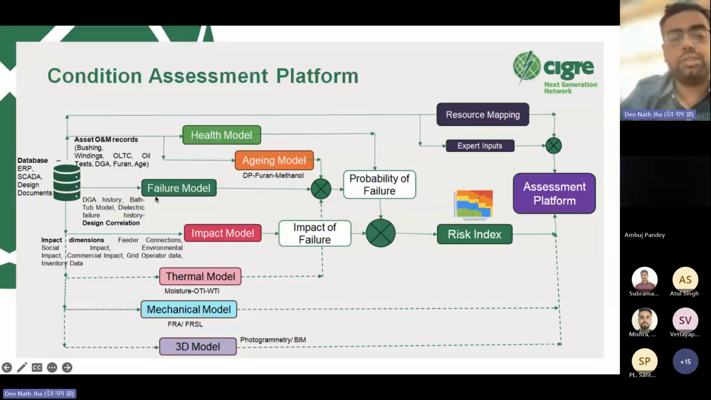Failure model can take into account the previous DGA history, the history of DGA or dielectric incidents in similar designed equipments, in their design correlation and implementation of the bathtub model. Health, aging, and failure model can be correlated to find out a probability of failure of the equipment. And then there can be an impact of failure model.